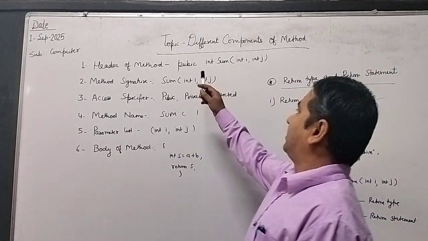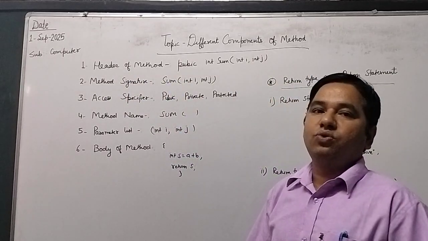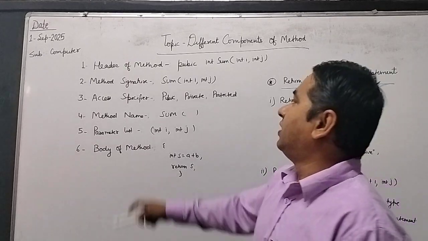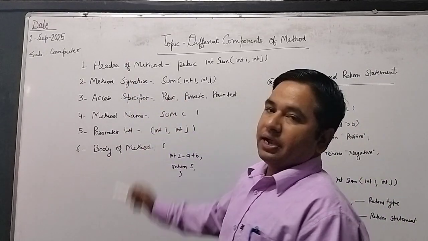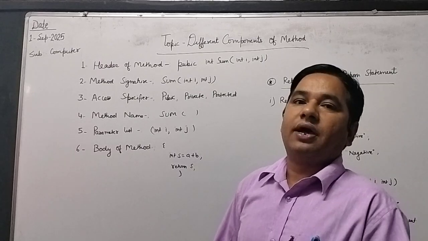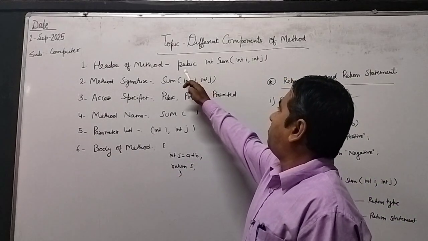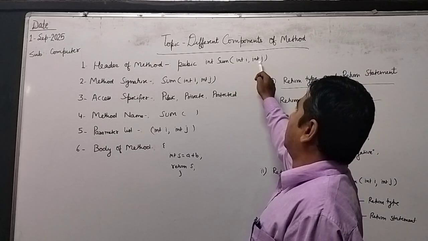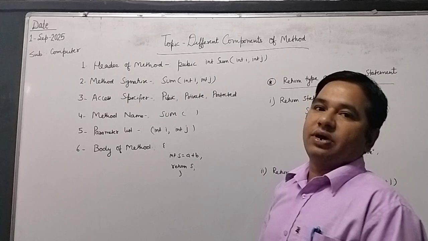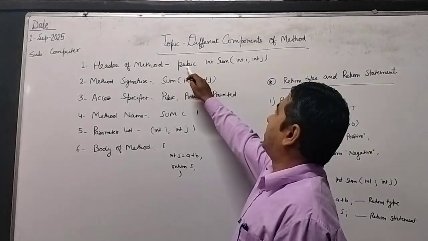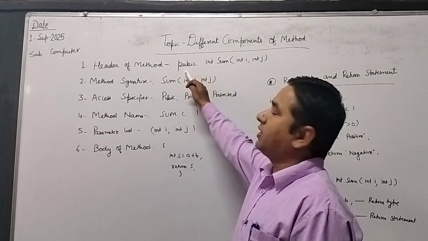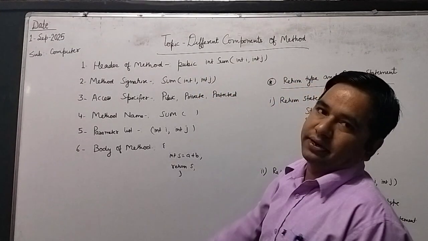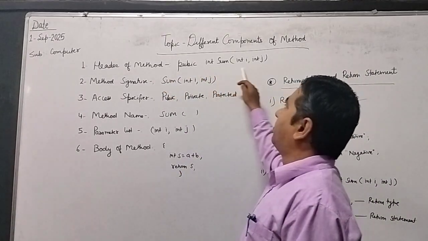First is the header of the method. As you know, the header is the top part of every method. When we write any method, the first line should be the method header. You can see here: public int sum, then the parameters within parentheses. This is the header of the method. Public is the access specifier, int is the data type, sum is the method name, and these are the parameters.